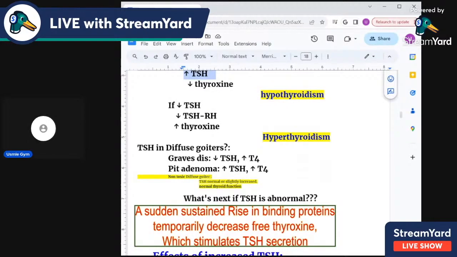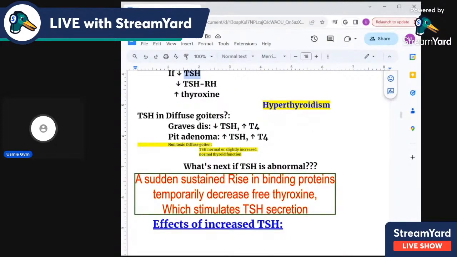Next condition, if there is decreased TRH, but increased thyroxine. So now thyroxine is increased, and its inhibitory effect causes decreased production of TSH and TRH. So this is due to hyperthyroidism.